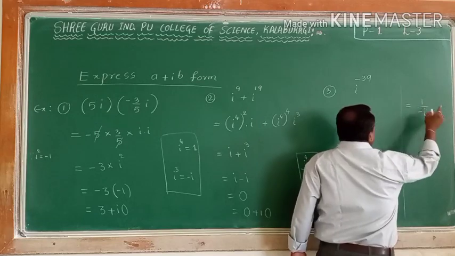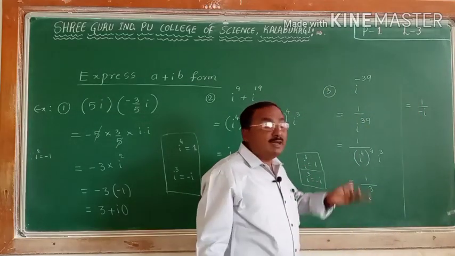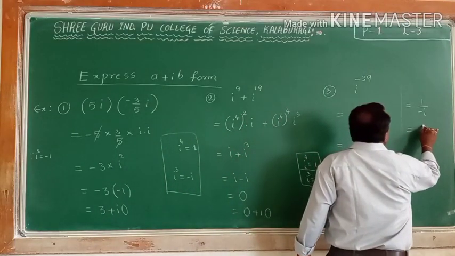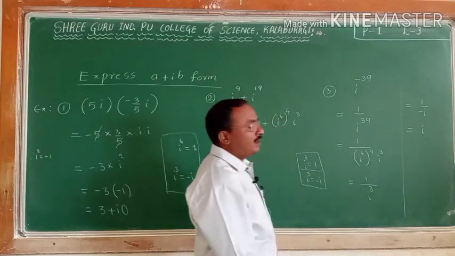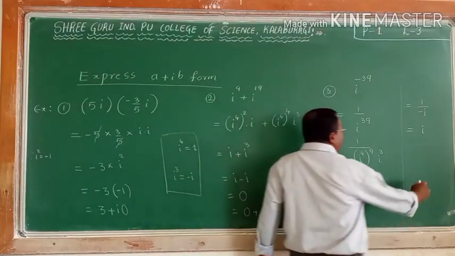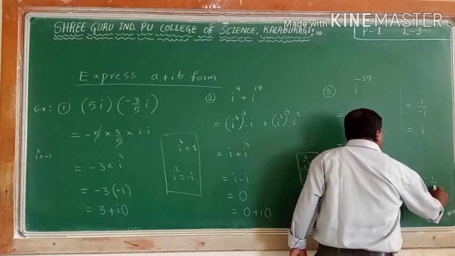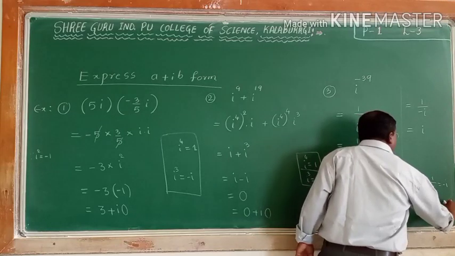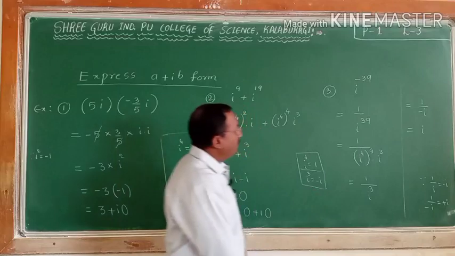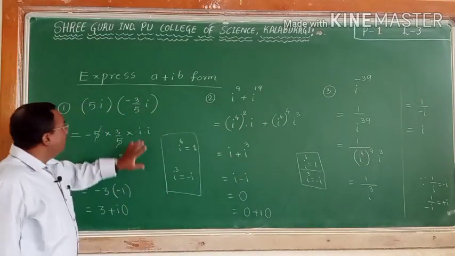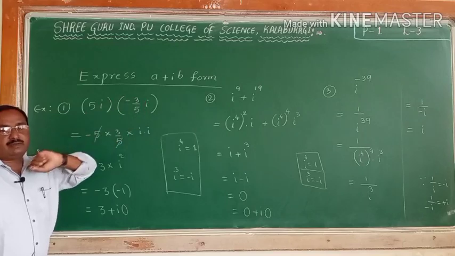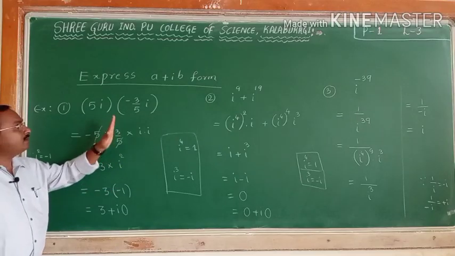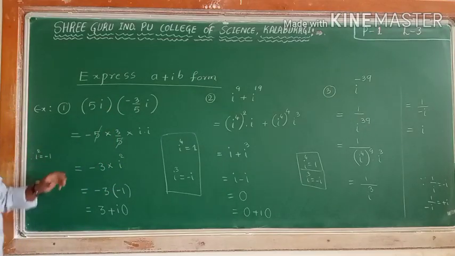Here 1 by i cube value is minus i. According to the note, 1 by minus i is what? The result is plus i. Because 1 by plus i is minus i, and 1 by minus i is plus i. Keep in your mind these two conditions. Sometimes this is asked in 1 mark or 2 marks. Maximum 2 marks for express in a plus ib form.